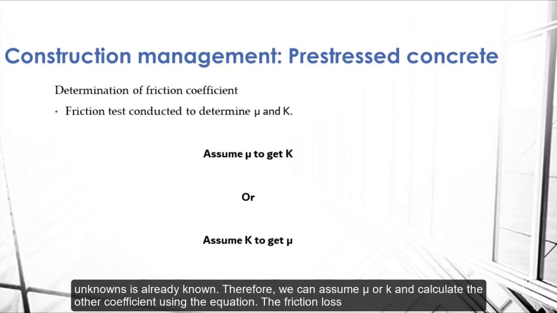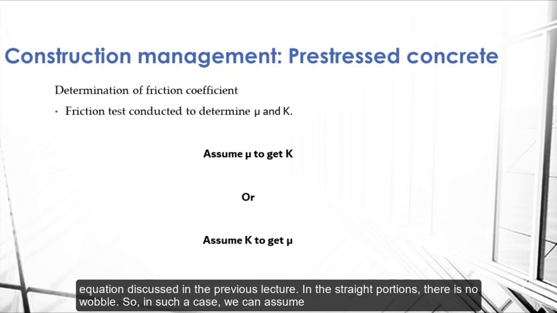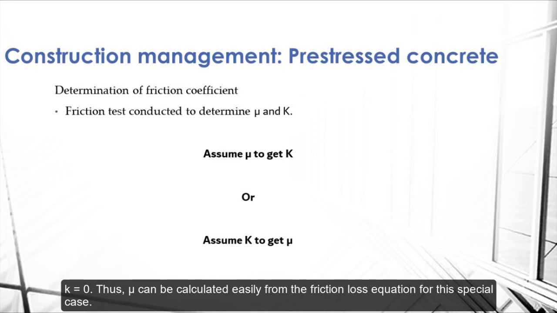Therefore, we can assume mu or k and calculate the other coefficient using the equation, the friction loss equation discussed in the previous lecture. In the straight portions, there is no wobble, so in such case, we can assume k equals 0. Thus, mu can be calculated easily from the friction loss equation for this special case.